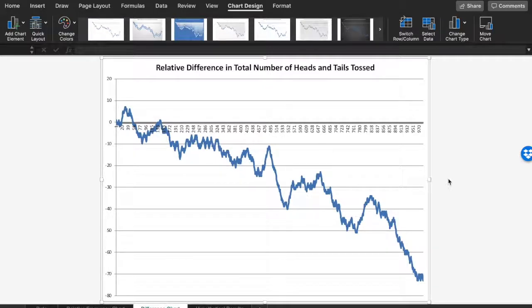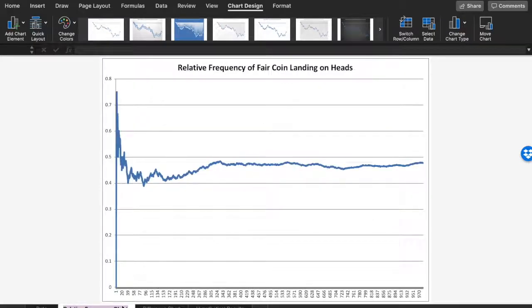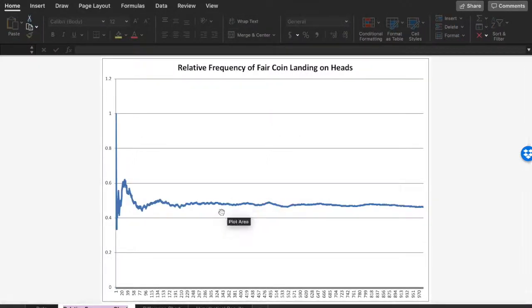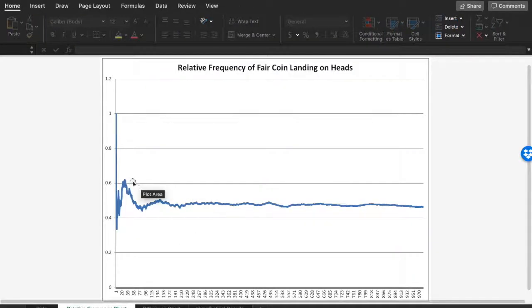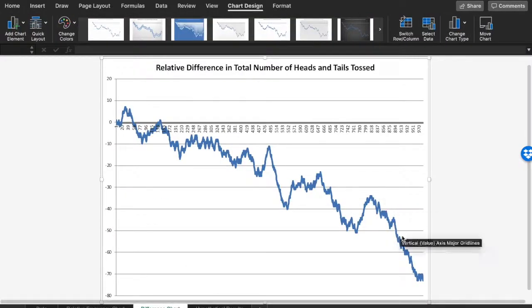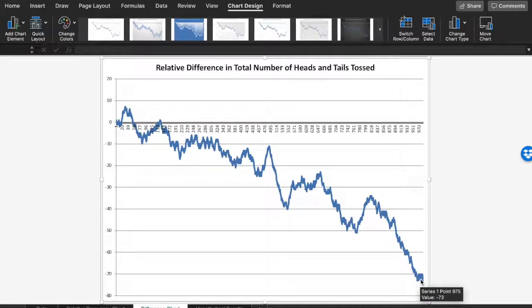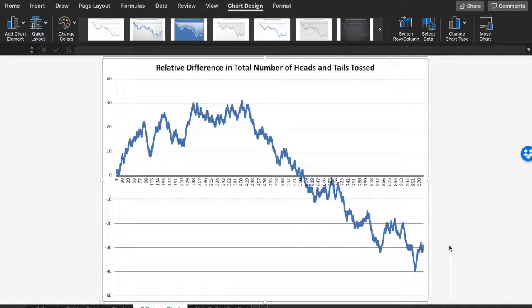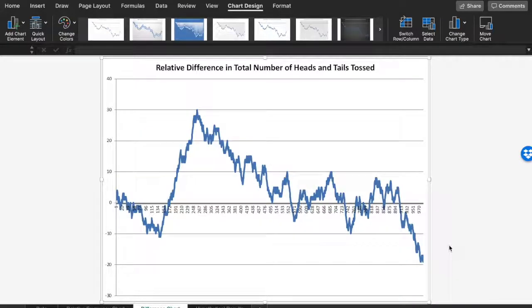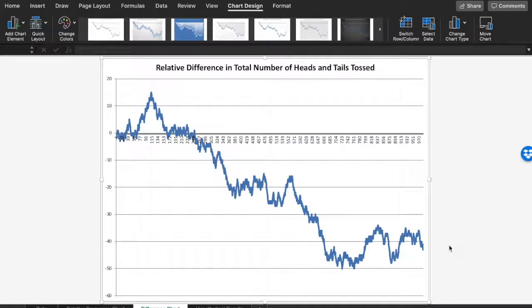So in this case, even though if I go to the relative frequency chart, the relative frequency is approaching 0.5 still. It's at like 0.46 here. The difference chart seems to be going further and further negative. That means I have more tails than heads. More coin tosses. There doesn't seem to be any discernible pattern. It goes up, it goes down, it bounces back and forth. I don't see that nice approach going on.